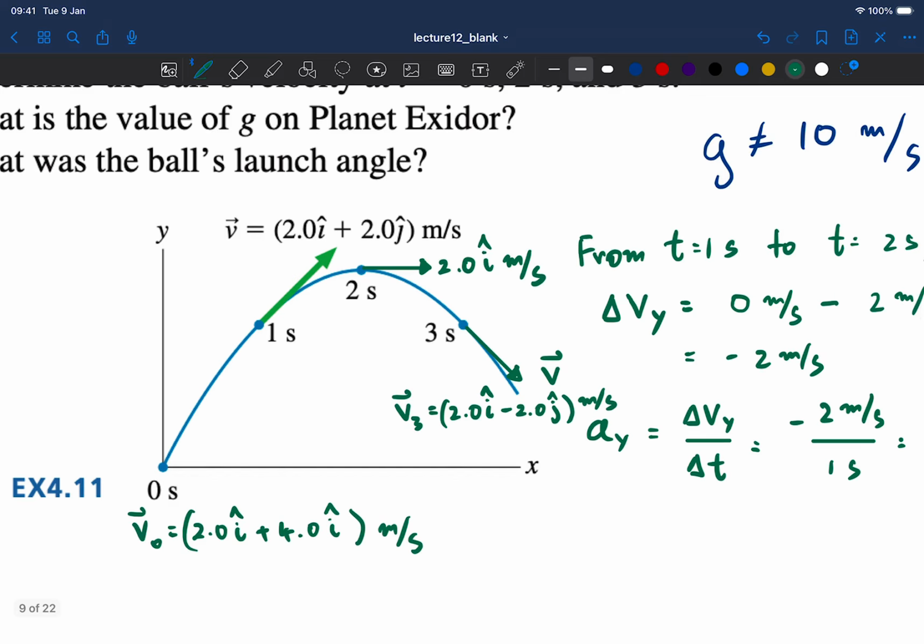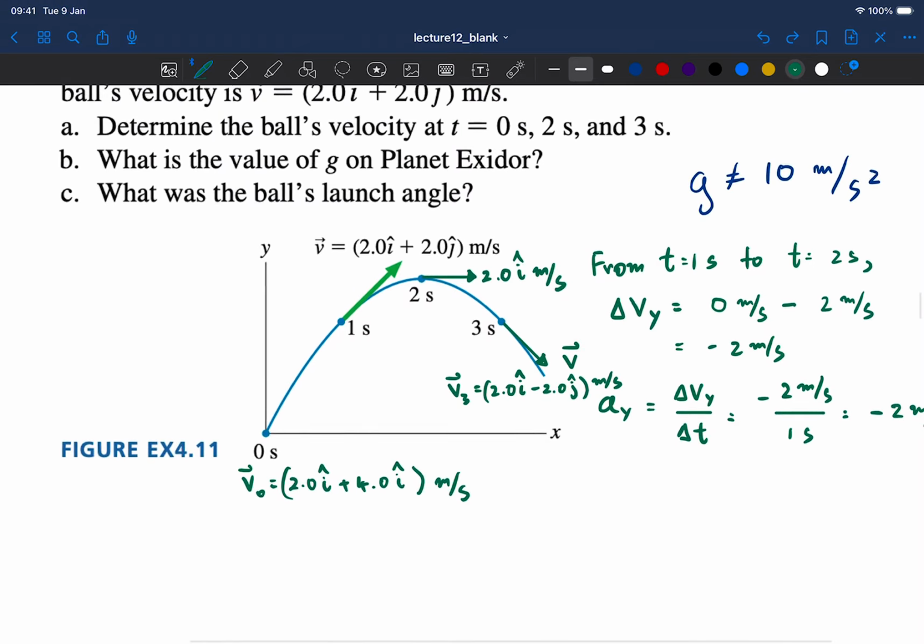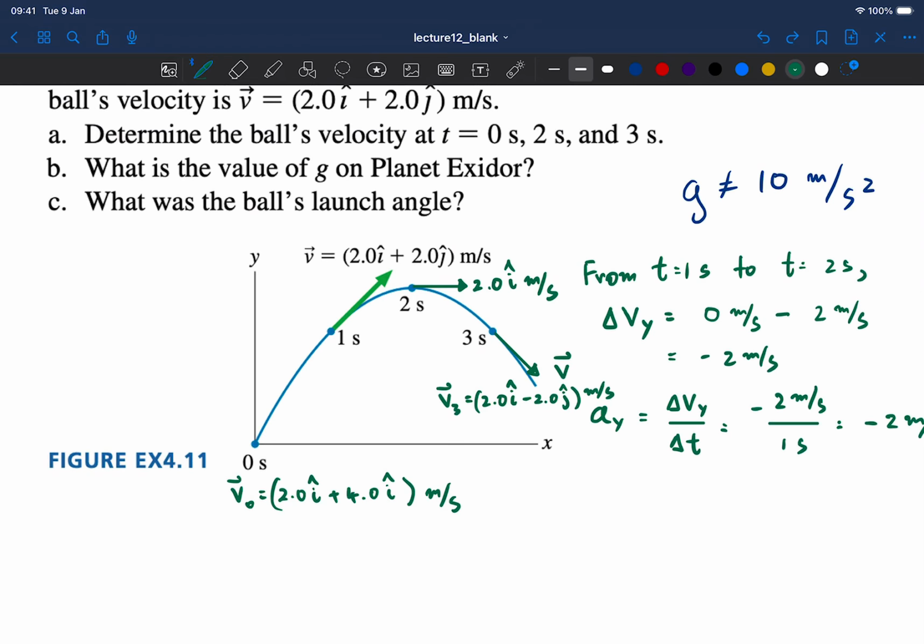So this is the velocity. Again, the x component is unchanged throughout the motion, but the y component starts out with 4, gets reduced by 2, so it gets to 2 here, gets reduced by 2, gets to 0, reduced by 2, now becomes minus 2. So that being said, that means the g value on this planet is 2 meters per second squared.